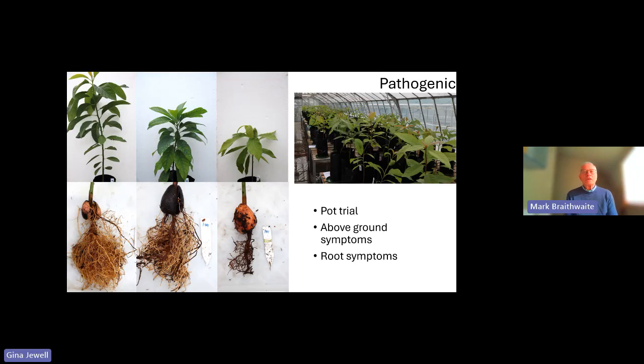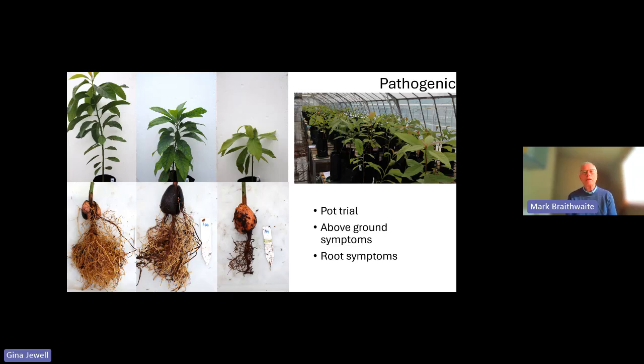So what we did then was set up a pot trial, and using a cohort of these isolates, we inoculated young avocado seedlings, let them grow, and allowed the disease, if it was going to develop. This was over about 6 weeks. As you can see, the plant on the left was healthy. No fungi was put into there, and so the roots look relatively healthy.